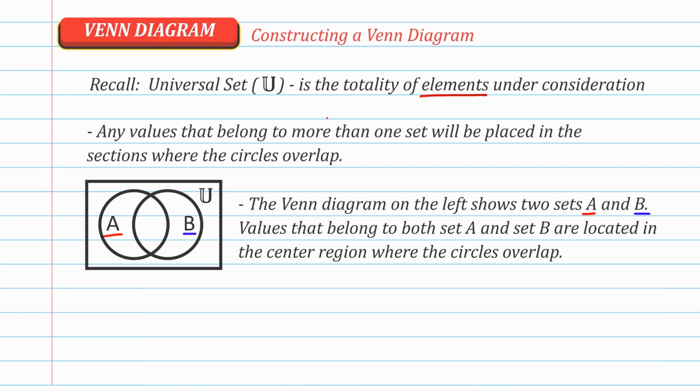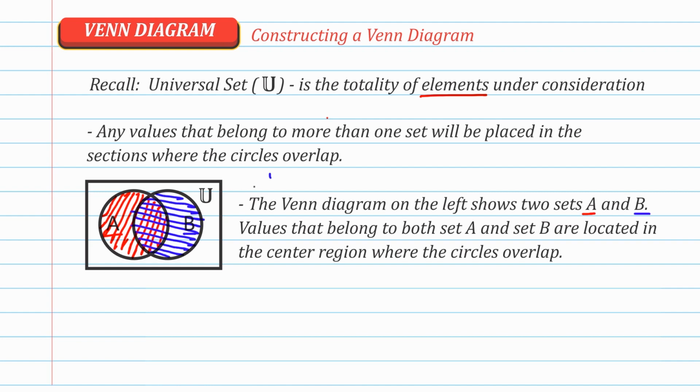Now, when you say set A, that means the regions na nasa loob ng circle A are part of set A. Let me try and color that red. Okay, so these are the parts of the Venn diagram na nasa loob ng circle, therefore they belong to set A. Now, what do you mean by set B? Set B naman is, these are the regions na nasa loob ng circle B. Let me try and draw and shade the circle B or group B with blue.